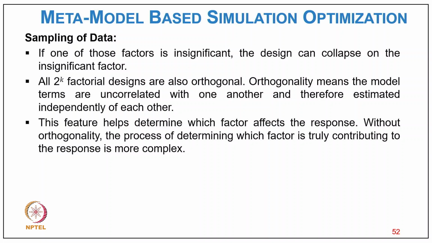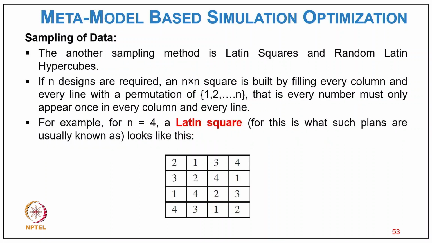Orthogonality means the model terms are uncorrelated with one another and therefore estimated independently of each other, and this feature helps to determine whether factors affect the response. Without orthogonality, the process of determining which factor is truly contributing to the response is more complex. So another sampling method is the Latin square and random Latin hypercubes.